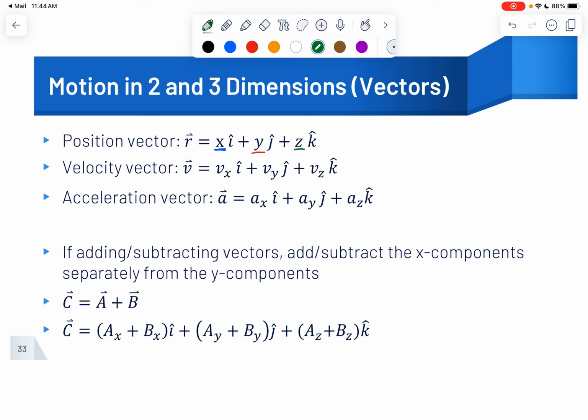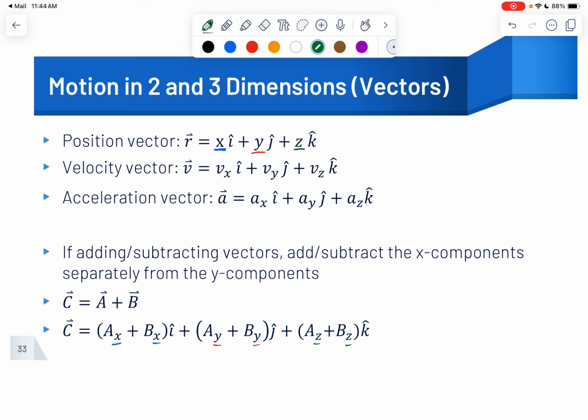So let's say we have some vector A that's A in the x direction, A in the y direction, and A in the z direction, added on to a vector B that includes its x component, y component, and z component. All we do is add the two x components together. We'll add the two y components together. Then we'll add the two z components together.